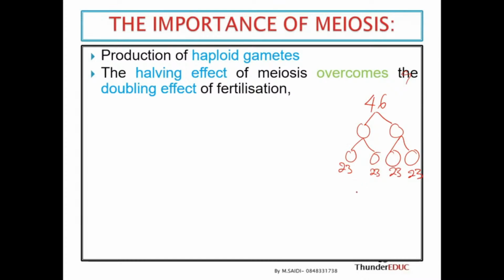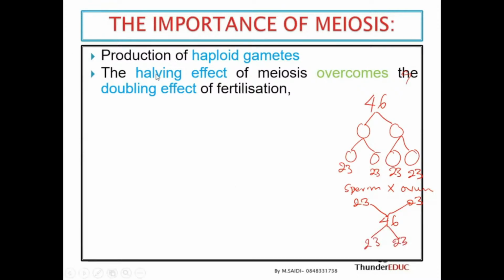Now for example, a sperm fuses with or fertilizes the ovum, and these are gametes, remember, so this is 23 and also this is 23. So when they fuse during the process of fertilization, you go back to 46. So this is fusion, this is fertilization. This is the doubling effect. This and this double to form 46. But now meiosis is going to divide them to form 23.